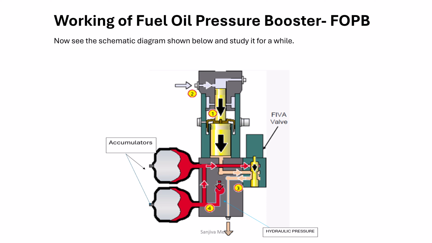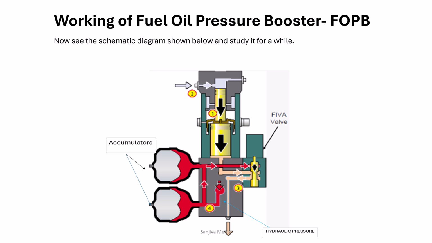Working of the FOPB. This is the FOPB. Now see the schematic diagram. Just study it for a while. Number one is, of course, the piston, or plunger, you can say whatever. Two is the suction port. When the piston is coming down, fuel oil will flow through the suction valve and will be here on top of the piston or plunger, whatever you call it.